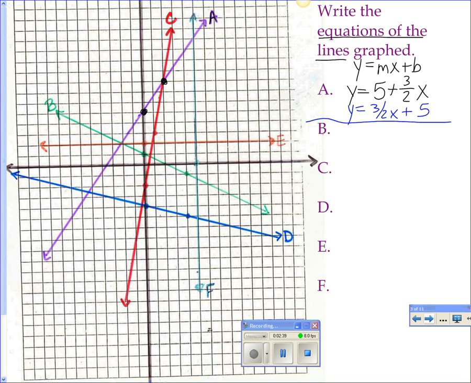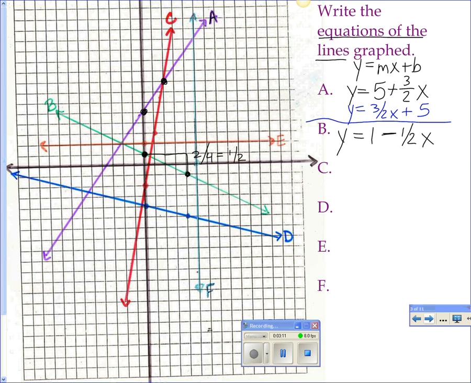All right, for line B, that is this green line right here. I'm going to start with its y-intercept. So it crosses the y at positive 1. So y equals positive 1. This green line is going down, so I know it's going to be a negative slope. And you pick 2 points. You do rise over run. So down 2 over 4. Remember, that reduces to 1/2. And that's my slope, so I'll put an x with it.